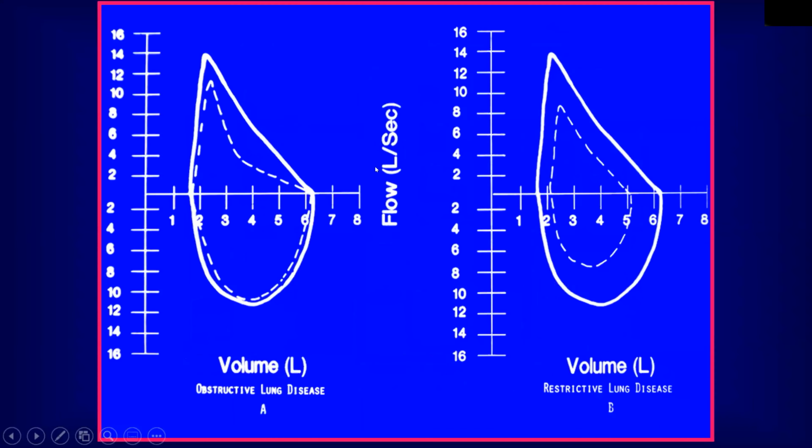These are flow volume loops showing that early in CF, we have a graph similar to asthma with obstructive airway disease. Later on, with progressive loss of lung function, we have a restrictive disease pattern.